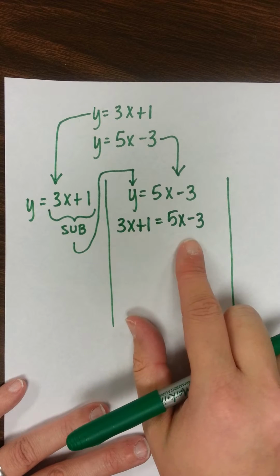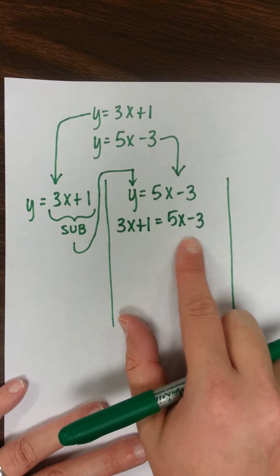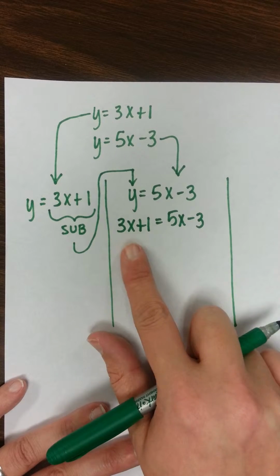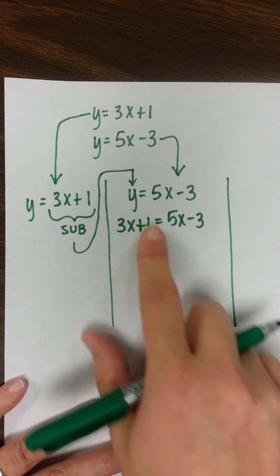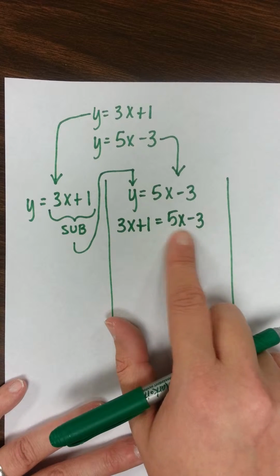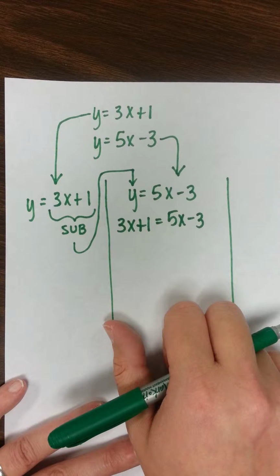Go through my process of solving an equation. You'll notice the only variable I have left is the x, so I should be able to solve for x. I don't have any parentheses. I don't have any like terms on the left that need to be combined. I don't have any like terms on the right that need to be combined.